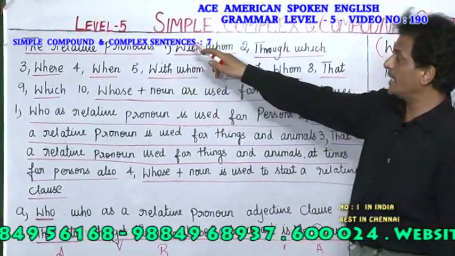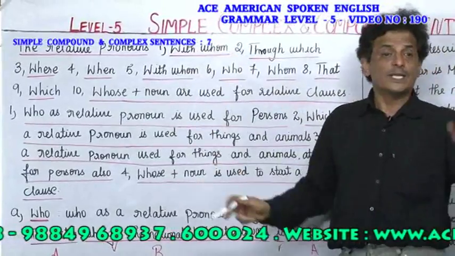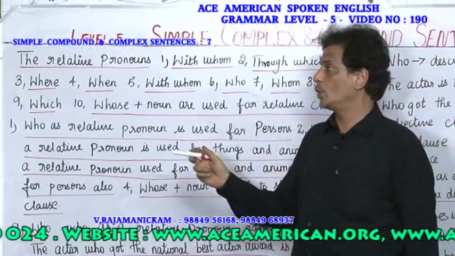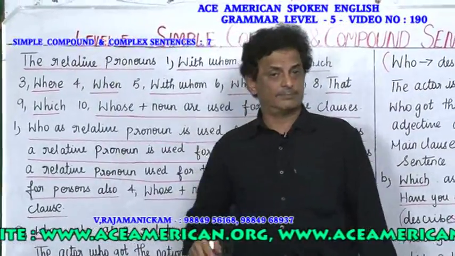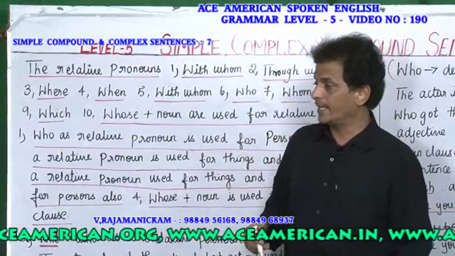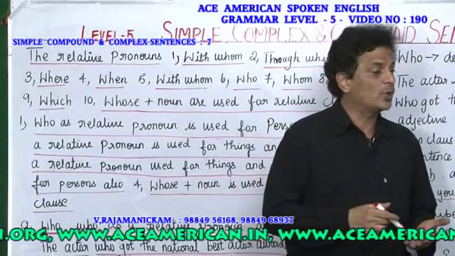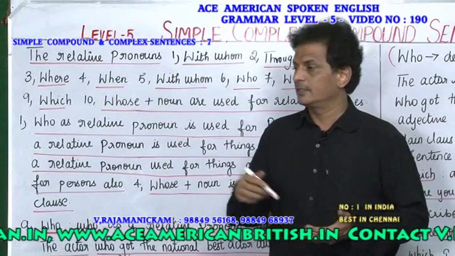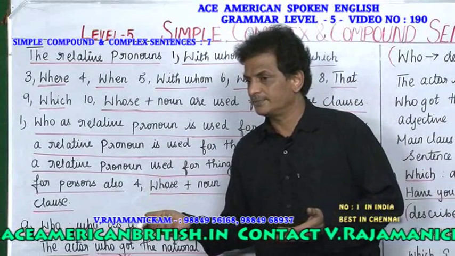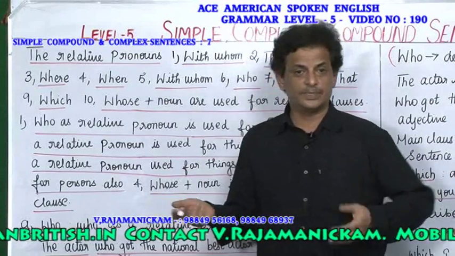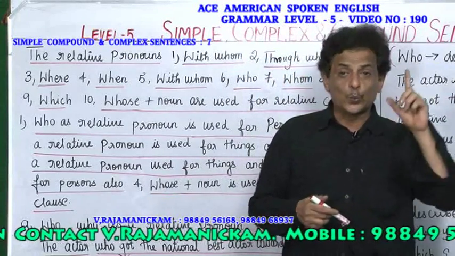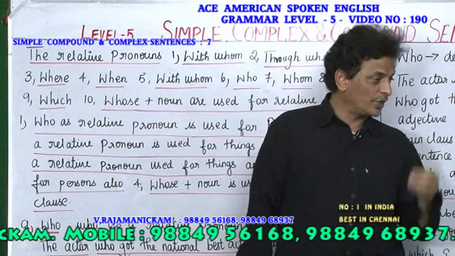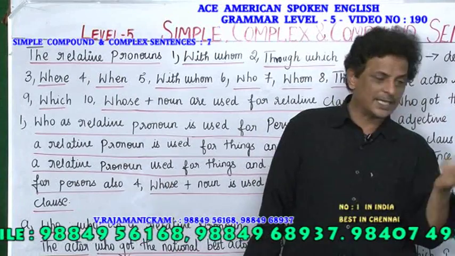அந்த ரிலேட்டிவ் ப்ரொனவுன் என்னென்ன இருக்கு? நம்பர் 1 வித் whom, யாருடன், த்ரூ விச், எதன் மூலமாக, வேர், எங்கே. அதை வச்சு ஒரு சென்டென்ஸ் சொல்லுங்க பார்க்கலாம். The hotel where I go for dinner is Talapakattu Biryani Hotel. The hotel where I go for eating my dinner is Talapakattu Hotel.